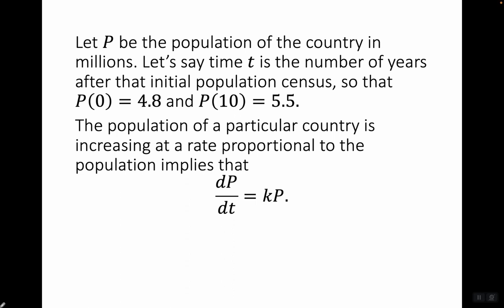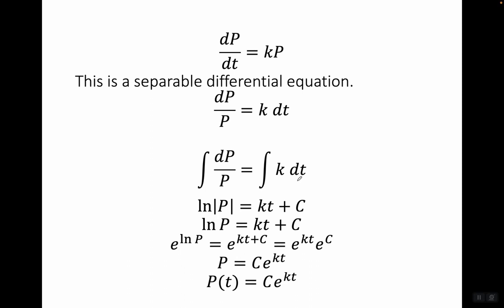Again, the population of a particular country is increasing at a rate proportional to the population. This means that dP/dt, that's the rate at which the population is changing, is going to be proportional to P. So it's going to be some constant times P. We'll say kP. This is a separable differential equation.